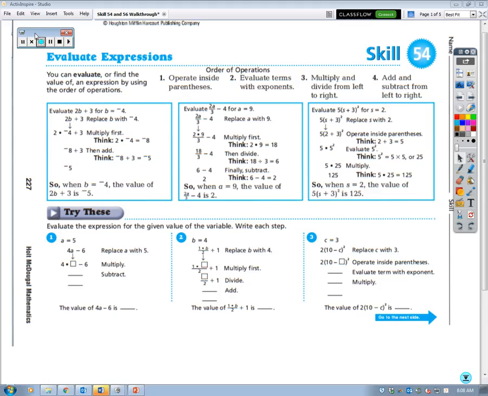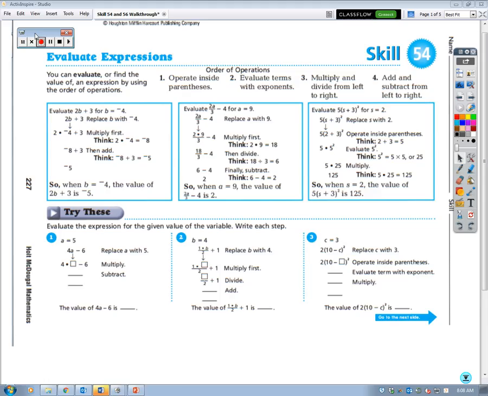Okay. So this is our review skill. The big thing that we need to make sure we do in this is order of operations, okay? So we need to remember order of operations is please excuse my dear Aunt Sally, right? Parentheses, exponents, multiplication and division from left to right, and addition and subtraction from left to right, okay? We also need to remember specific types of notation.